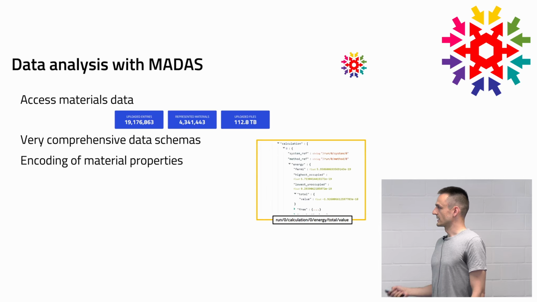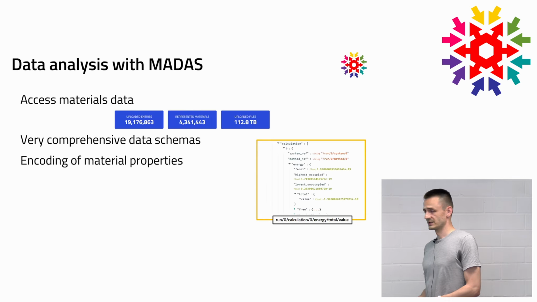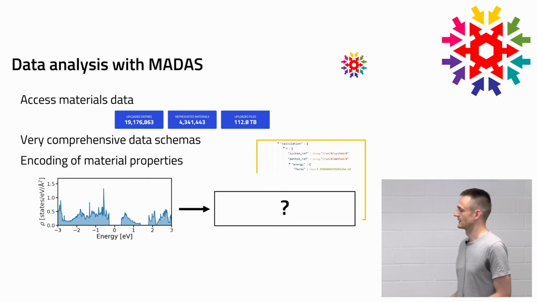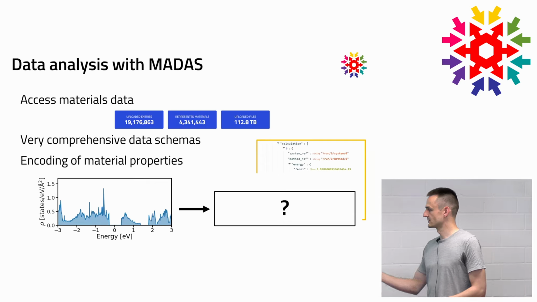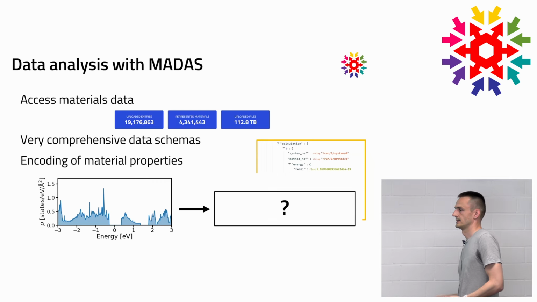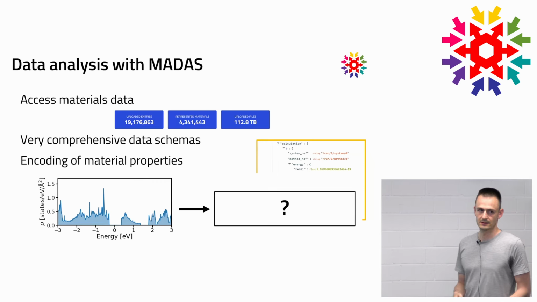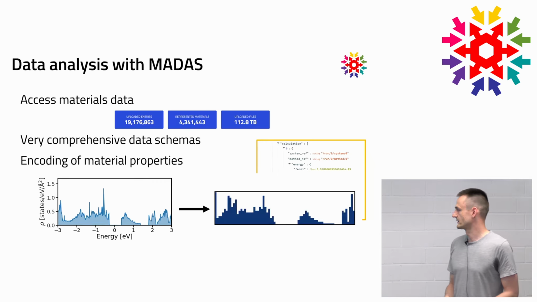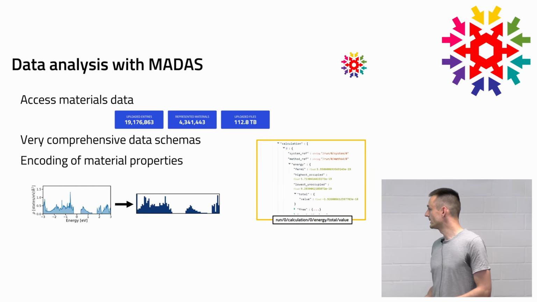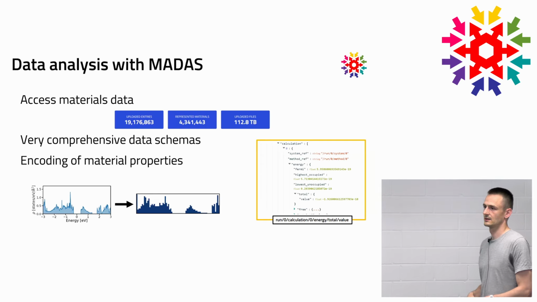Another problem that you will encounter is the encoding of your material properties. One example I want to give here is the electronic density of states. If you want to feed that into your machine learning model, you need some kind of representation that your machine will understand. In this case, I'm going to use a binary valued fingerprint that I'm going to introduce in a couple of slides. And that's it, right? So these are more or less the problems that you will encounter.